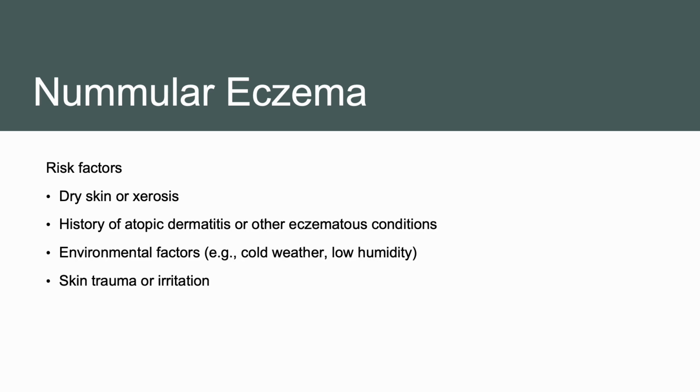Nummular eczema, also known as discoid eczema, is characterized by coin-shaped, itchy, and scaly plaques on the skin. The exact pathophysiology is not well understood, but it's thought to involve a combination of skin barrier dysfunction, environmental factors, and possibly microbial colonization. The cause is unknown, but it may be related to dry skin, trauma, or an allergic response.